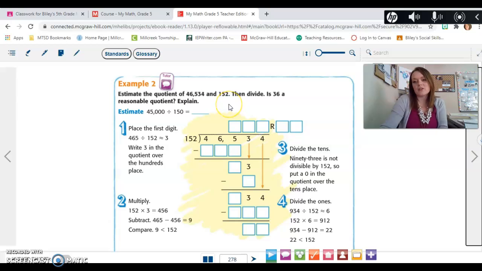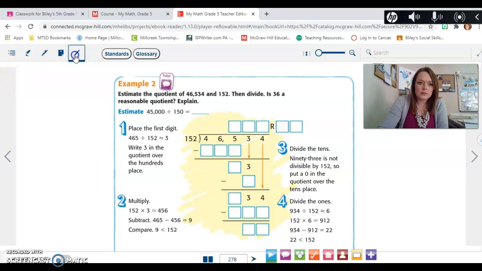45,000. And we have 152. Is that closer to 150 or 160? 150. So let's estimate. We have 45,000 divided by 150. Mrs. Wiley's going to let you plug this into the calculator. What do you think it might be? It's going to be about 300.